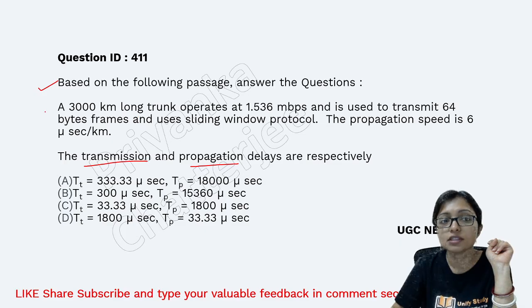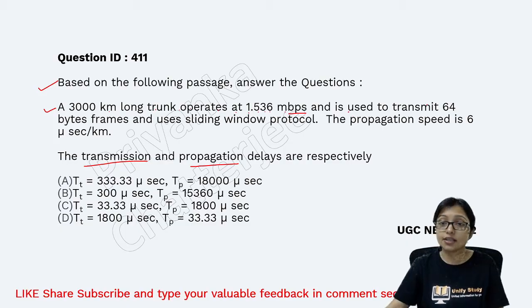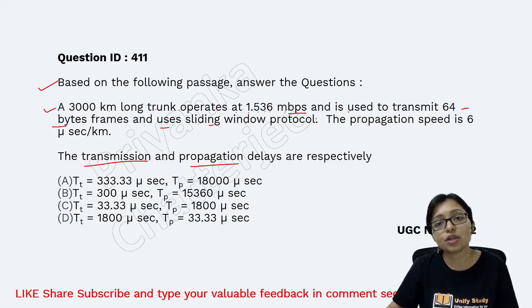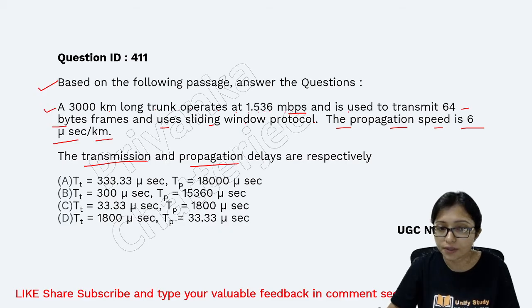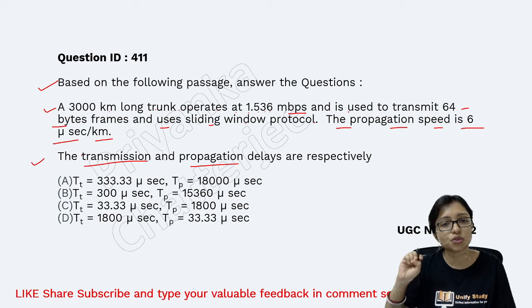A 300 kilometer long trunk operates at 1.536 mbps and is used to transmit 64 byte frames and uses sliding window protocol. The propagation speed is 6 microsecond per kilometer. Then what will be the transmission and propagation delay? I suggest you pause the video, try to do it, and after that let me know in the comment section whether you are able to do it or not.